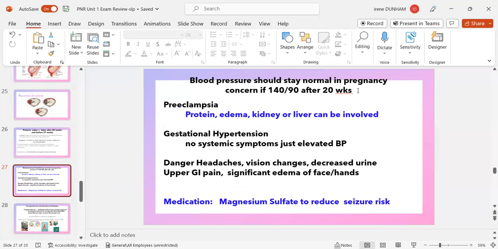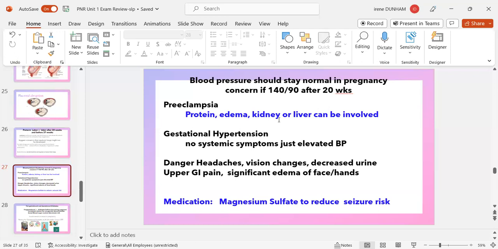You start to see that. Again, because of the excess spillage of the protein, you can get kidney involvement. And then during preeclampsia, she can have elevated liver enzymes. So the liver then gets involved.